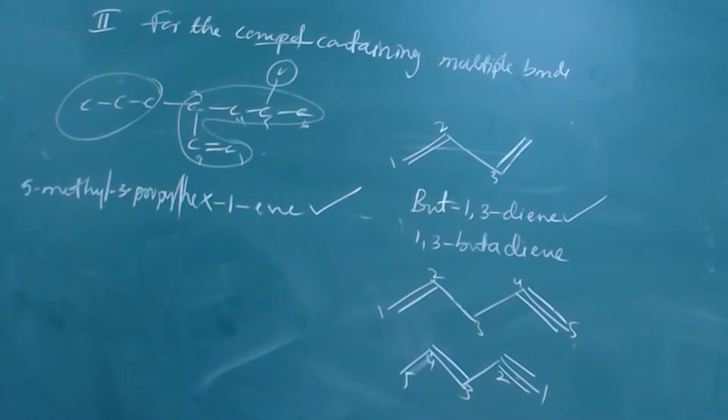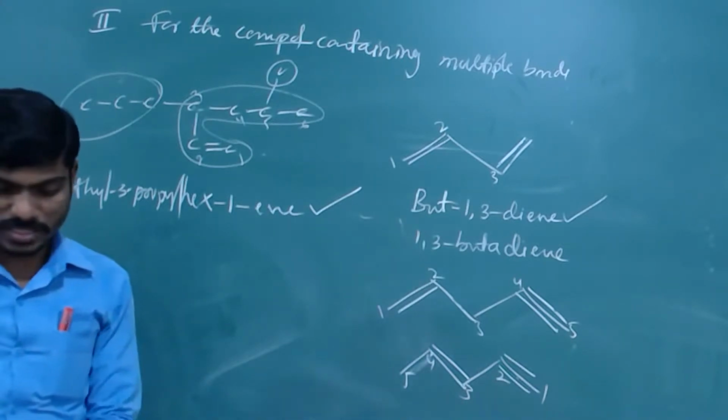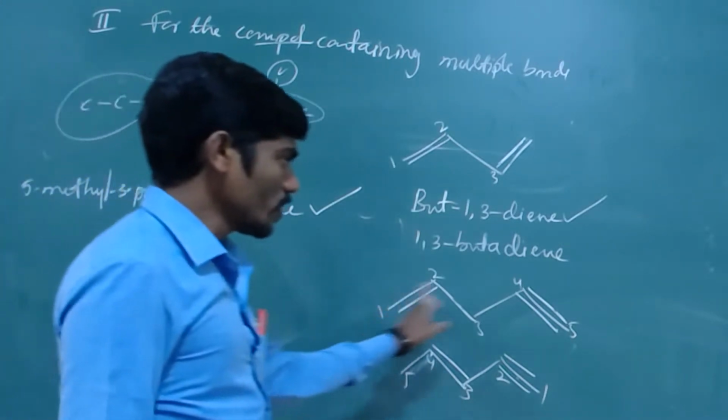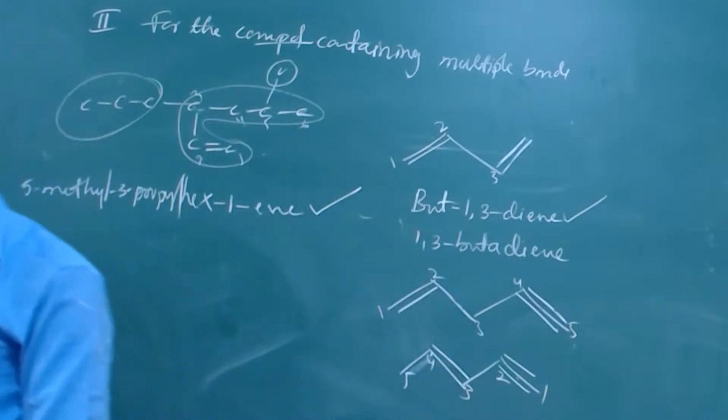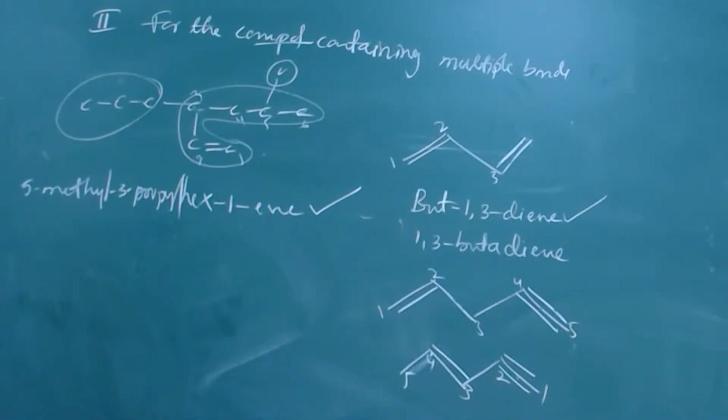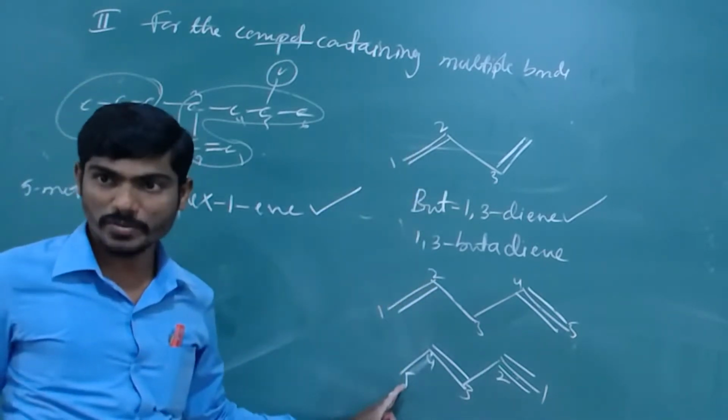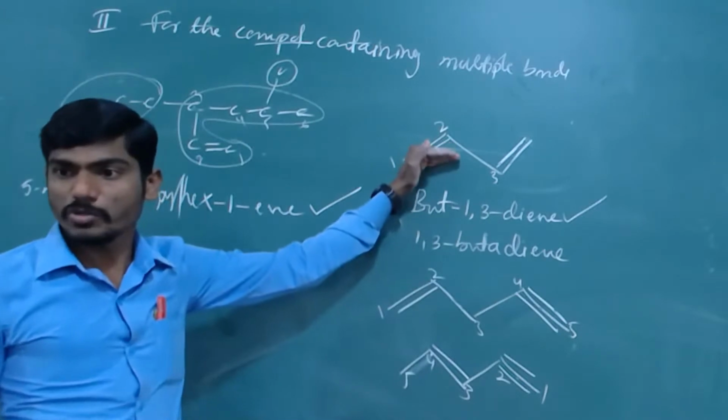Next point, very important. If both double bond and triple bond are present at the equivalent position, higher priority is given to the double bond. Yes, read out these three examples and write their IUPAC names. The first IUPAC name is over.